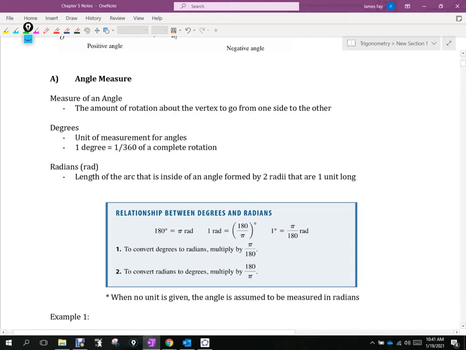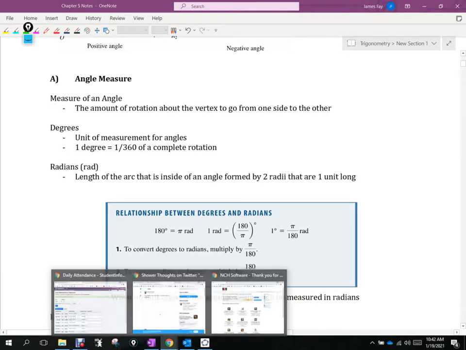A radian by definition, and after reading this definition you might still have no idea what it is, so I'll give you a demonstration here in a minute. It's the length of the arc that is inside of an angle formed by two radii that are 1 unit long. Okay? Yeah, exactly. Okay, so I'm going to show you.